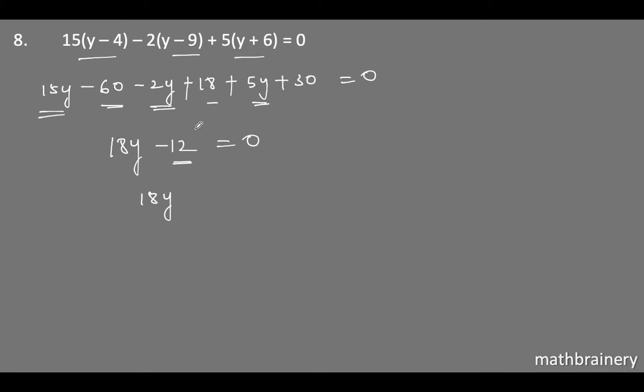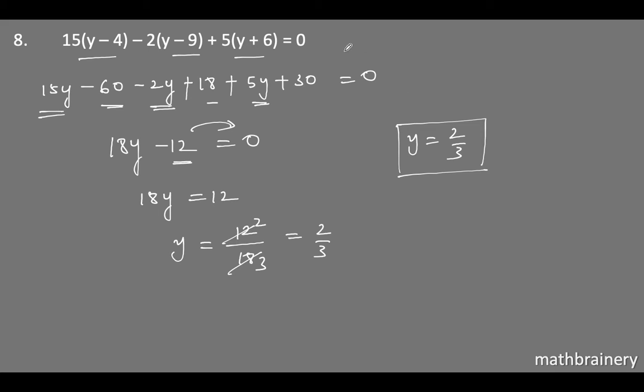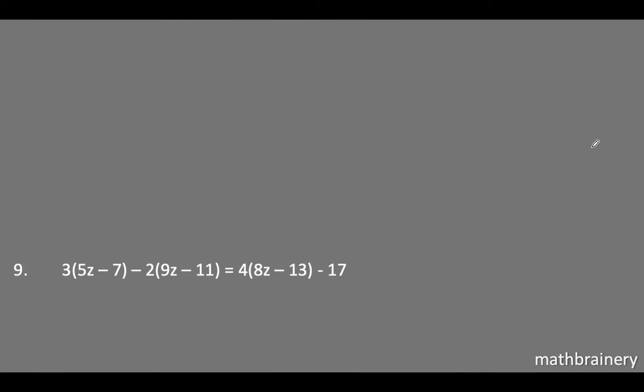When we transpose this 12 to the right hand side, you get 18y is equal to 12. So what is y? Y is equal to 12 by 18. 6 2s are 12, 6 3s are 18. So it is equal to 2 by 3. So what is the value of y? Y is equal to 2 by 3. This is the solution to this given linear equation. Let's look at the next question.